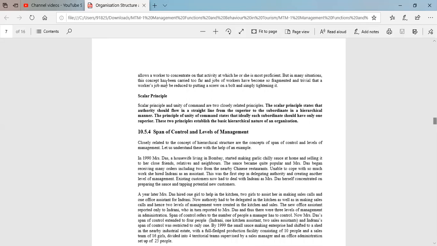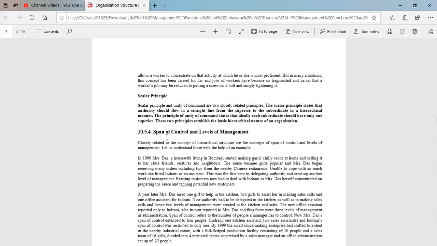So internal factors are affected by the scalar principle. You should note down this definition. The scalar principle states that authority should flow in a straight line from the superior to the subordinate in a hierarchical manner. The principle of unity of command states that ideally each subordinate should have only one superior. These two principles establish the basic hierarchical nature of an organization. So this theory says how the hierarchical nature of an organization is made.